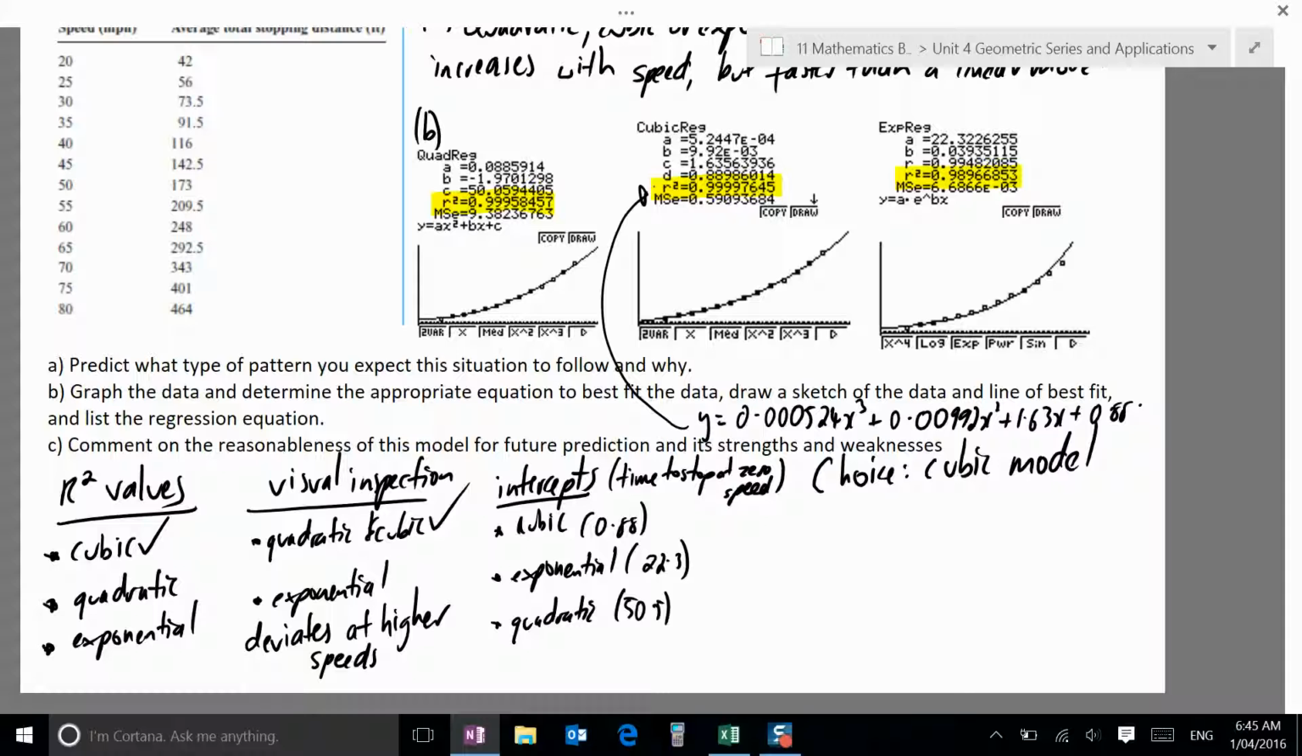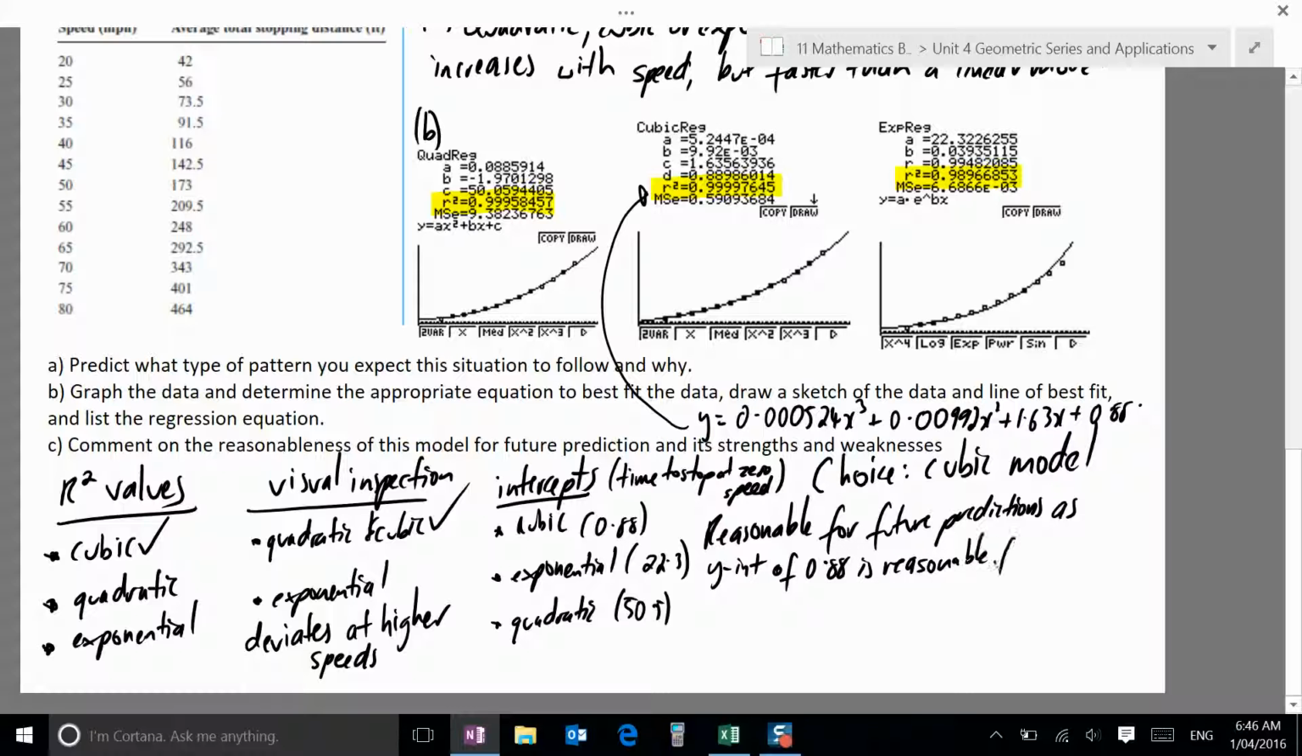Okay, so reasonableness. This is where our model helps us out. It's reasonable for future predictions, as the y-intercept of 0.88 is reasonable for 0 miles per hour.